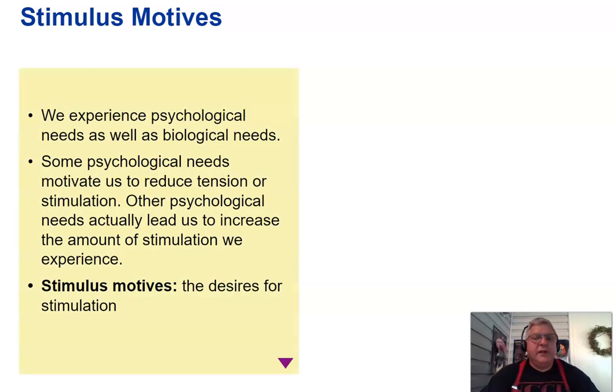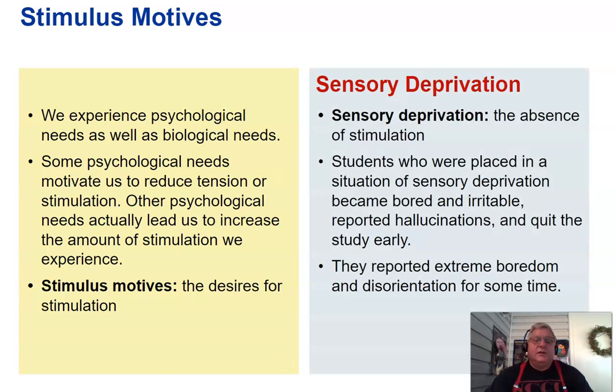So, stimulus motives. We experience psychological needs as biological needs. Some psychological needs motivate us to reduce tension or stimulation. Other psychological needs actually lead us to increase the amount of stimulation we experience. Stimulus motives are the desires for stimulation. For instance, you might want a thrill. You just like to get scared, so you might like to watch scary movies because it gets your adrenaline pumping, or you might like to ride roller coasters or something like that.